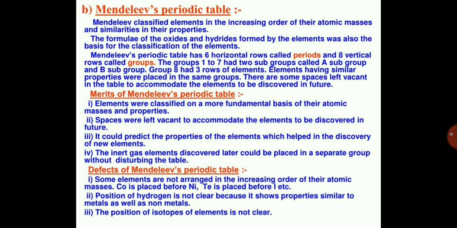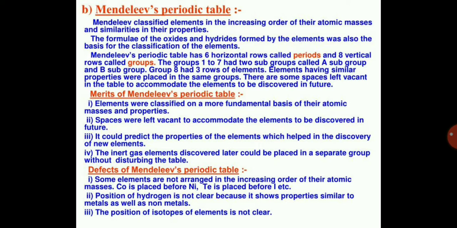And now, what were the defects of this periodic table? Some elements are not arranged in the increasing order of their atomic masses, that is, cobalt is placed before nickel. The position of hydrogen is not clear because it shows properties similar to the metals as well as non-metals, and still hydrogen is placed in the first position of the periodic table. The position of isotopes of elements is not clear.